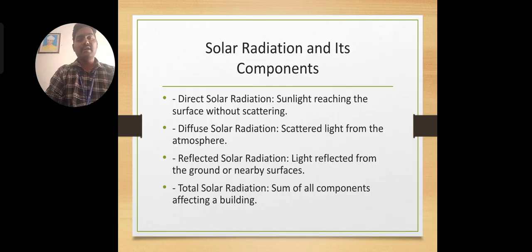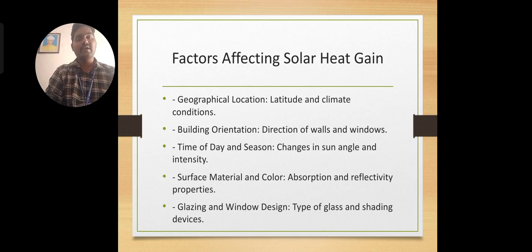Likewise, three types of radiation are going to affect the building. Then there are factors affecting the solar heat gain. First, geographical location, latitude, and climate conditions. Next is building orientation, that means the direction of walls and windows, and time of the day and season change the sun angle and intensity. Then surface material and color affect reflectivity, and glazing and window design, the type of glass, and shading devices. So these are the factors affecting the solar heat gain.